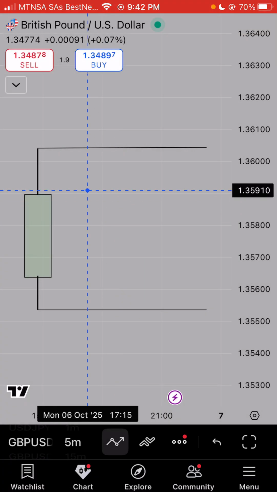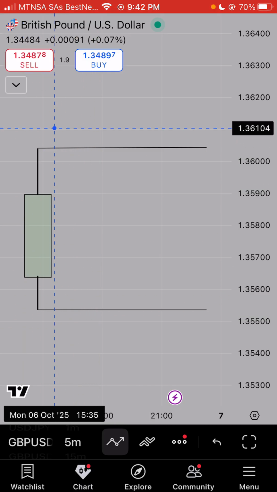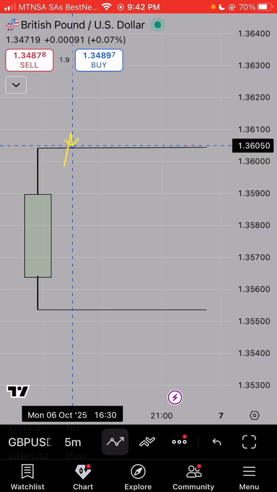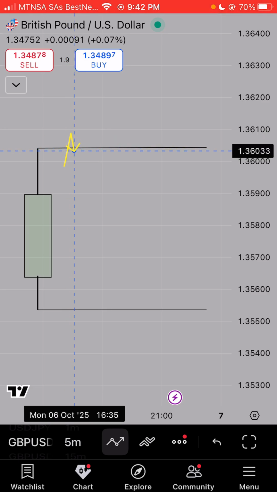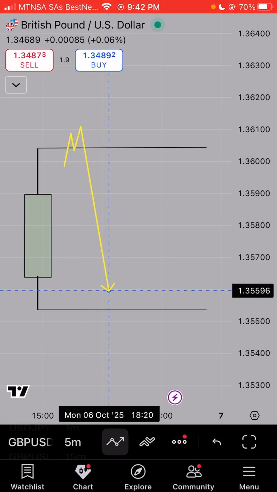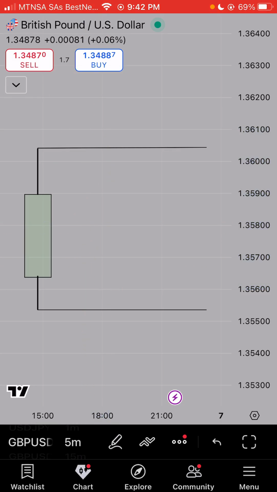What we want, we mark out our high and low of our CRT, then we are looking for our 15-minute candle to take out that high, and then you look for the very next 15-minute candle to sweep the 15-minute candle, and then push towards the downside. It's entry model number 1.